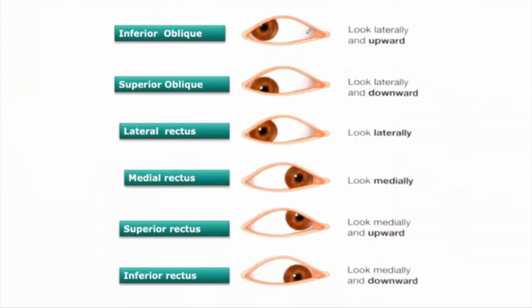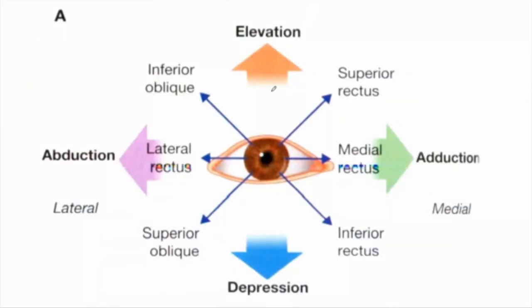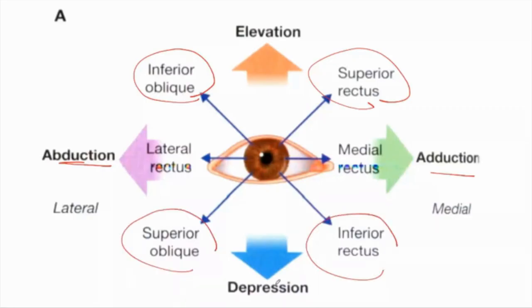So when we are testing the recti, let me see here. Yes. So again, the medial rectus will cause adduction and the lateral rectus will cause abduction. Superior rectus and inferior oblique will cause elevation, while the superior oblique and the inferior rectus will cause depression.